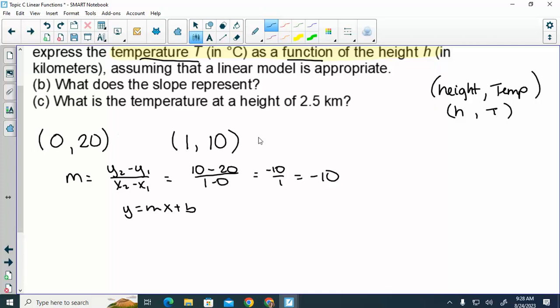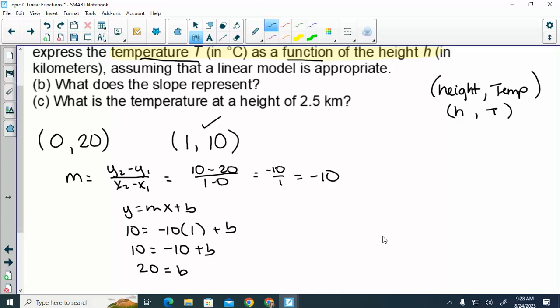So you take one of your two ordered pairs. Let's say I took this one. What's the y value? Equals my m, which is -10. X is 1 plus b. So we get a y-intercept of 20.